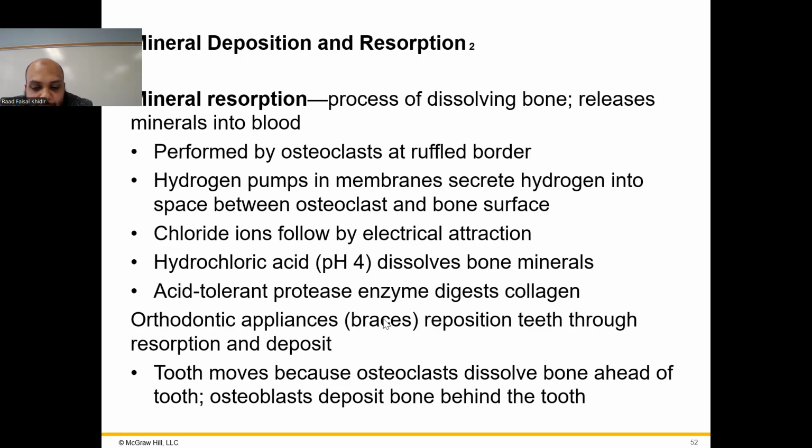So orthodontic appliances like braces reposition the teeth through resorption and deposition. The tooth moves because osteoclasts dissolve the bone ahead of the tooth, and osteoblasts deposit the bone behind the tooth.